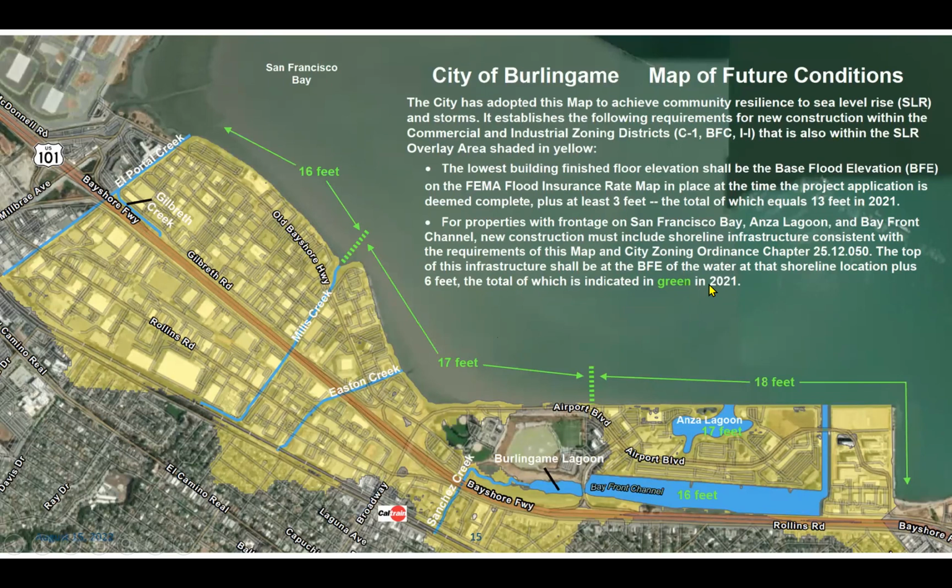The new requirements include that the lowest building finished floor elevation of new developments shall be at least 3 feet above the FEMA base flood elevation at the time the project application is complete. And because the property fronts the Anza Lagoon, new construction at the site must include shoreline infrastructure where the top is 6 feet above the FEMA base flood elevation.